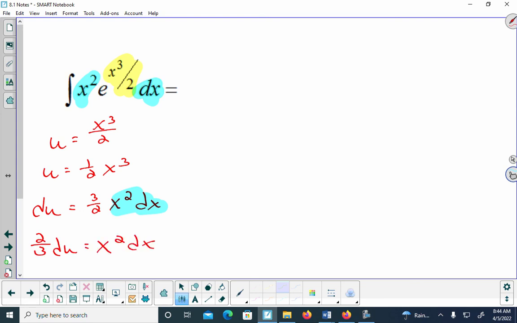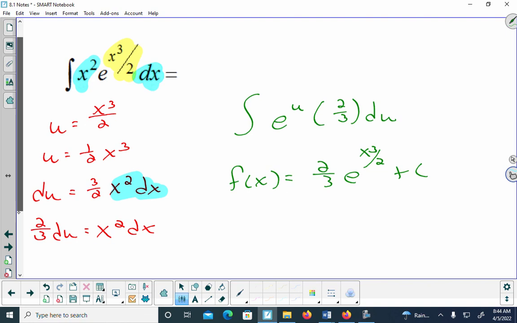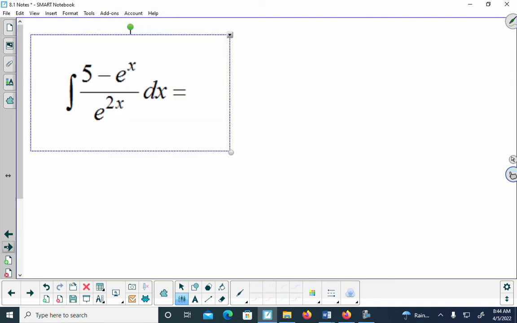Now I can do that substitution in. So when I do that, this will be e to the u and then 2/3 du. So then when I take the antiderivative, I'm just going to write 2/3, bringing that up front, e, replacing that u back with the x to the third over 2, plus c. That's good for that one. Moving on to the next one.